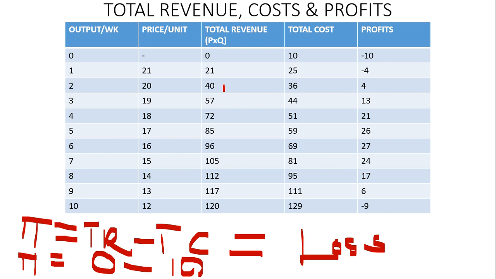So how do you know that it's a loss or a profit? The value. If the value is negative, then you have a loss. If the value is positive, then you have a profit.